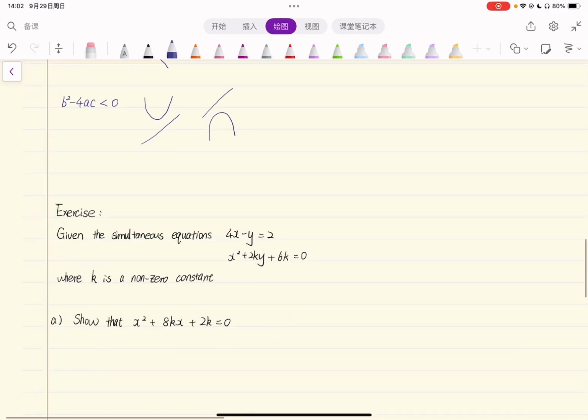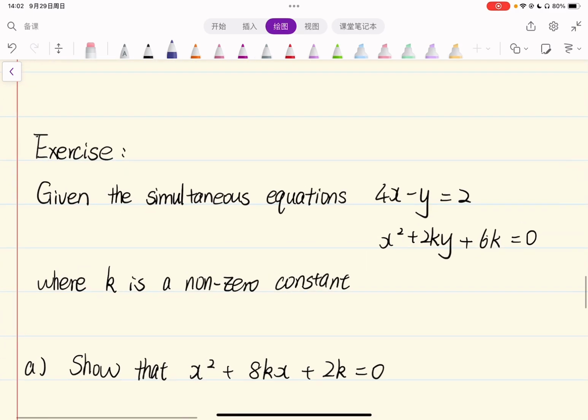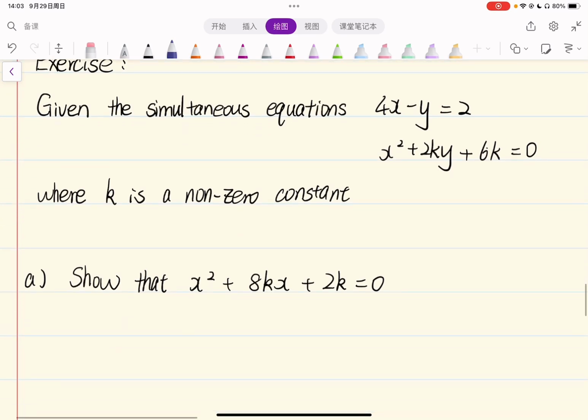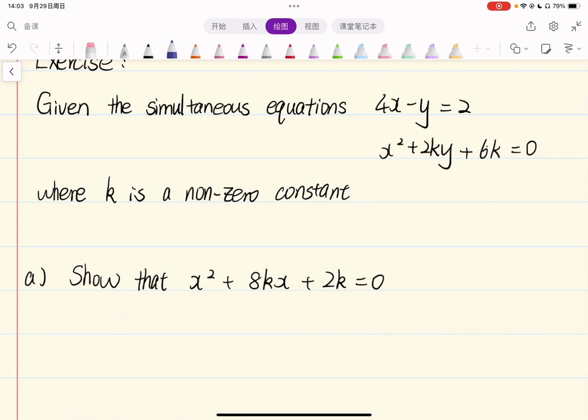Now let's move on to the question. Here's a question: given the simultaneous equations 4x minus y equals 2 and x squared plus 2ky plus 6k equals 0, where k is a non-zero constant. The first part says that you need to show that x squared plus 8kx plus 2k equals 0.